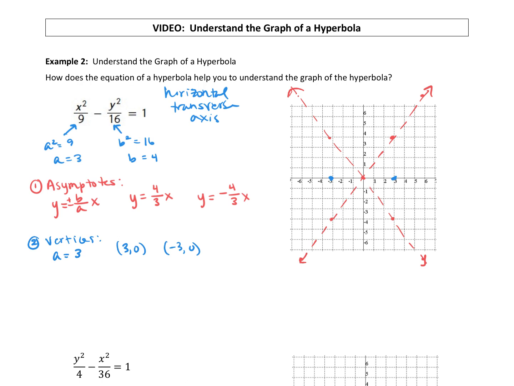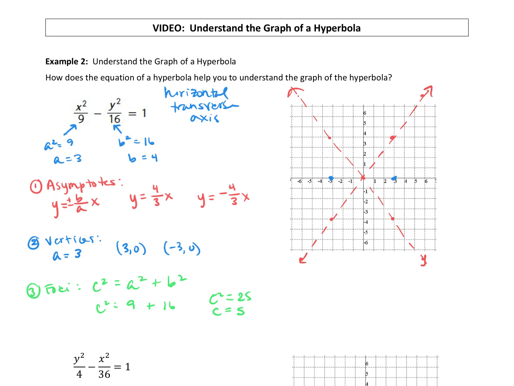Next, we need the foci. We know that the foci is c units away from the center, but we don't know what c is. So we're going to need that Pythagorean relation. It's c squared equals a squared plus b squared. So c squared equals, we know that a squared is 9. We know that b squared is 16. 9 plus 16 is 25. And if we square root both sides, we're getting c equal to 5.